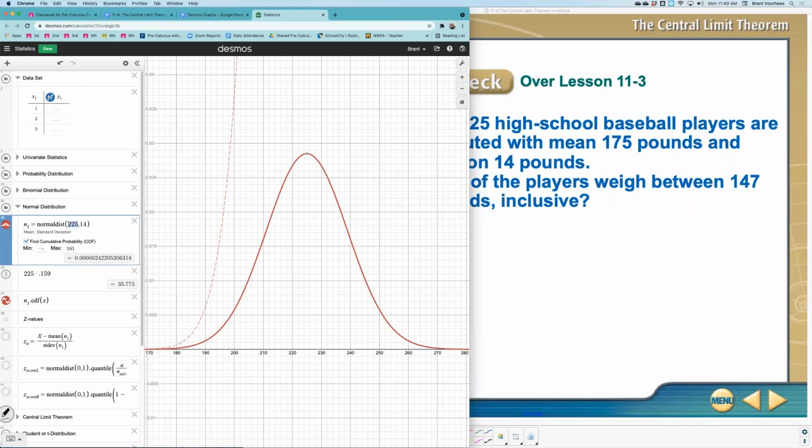I put in the number of players. It's 175. There, let me correct this to 175. Okay, there we go. A mean of 175 and a standard deviation of 14. There we go. We're back on track.